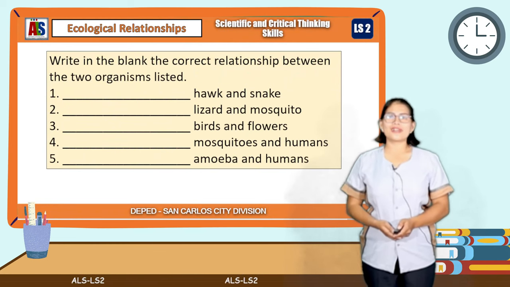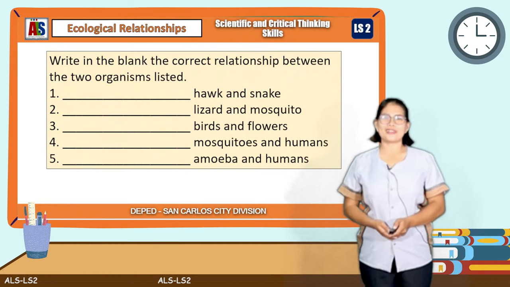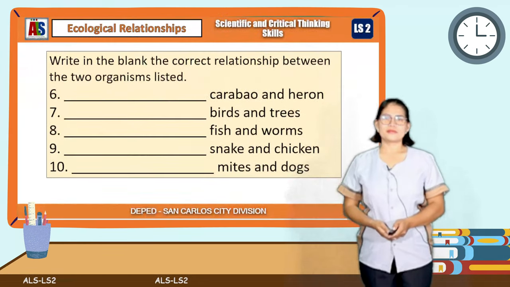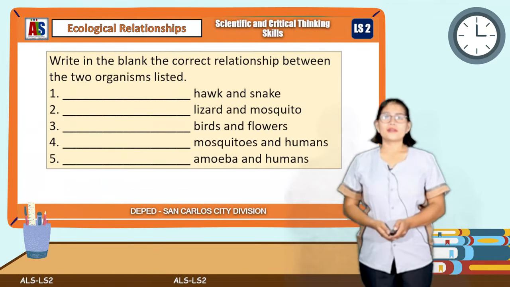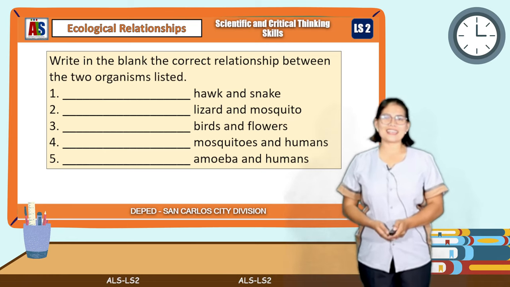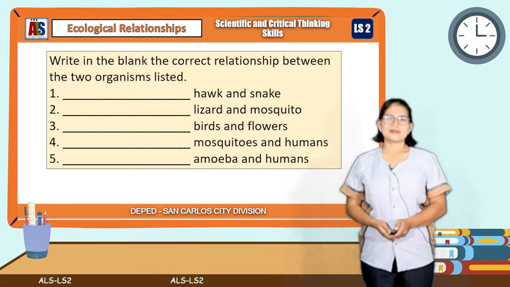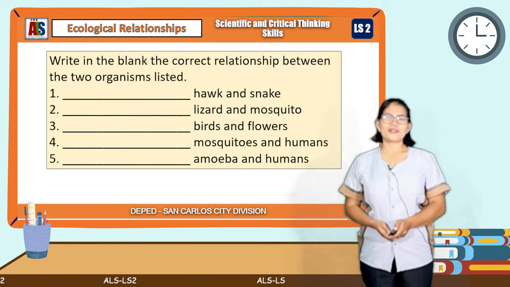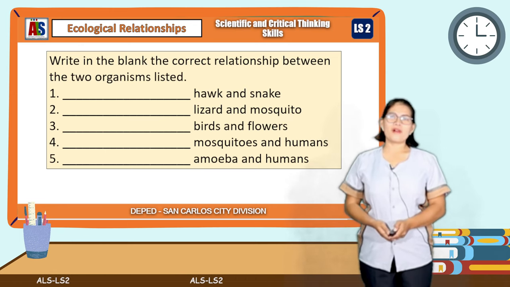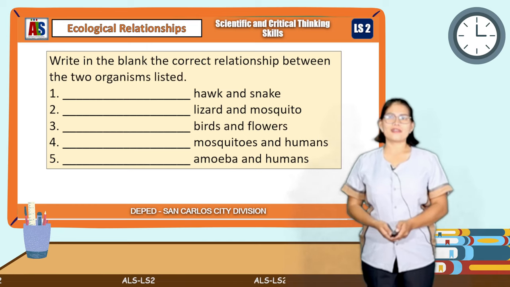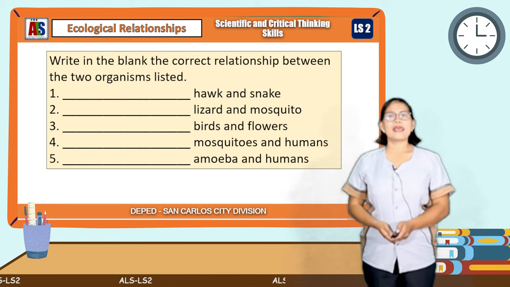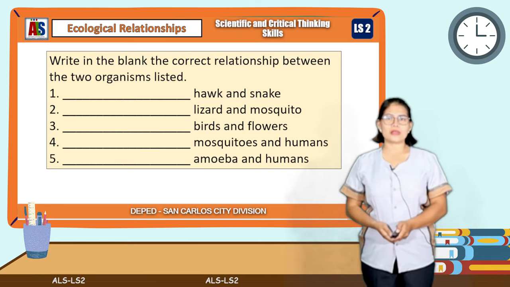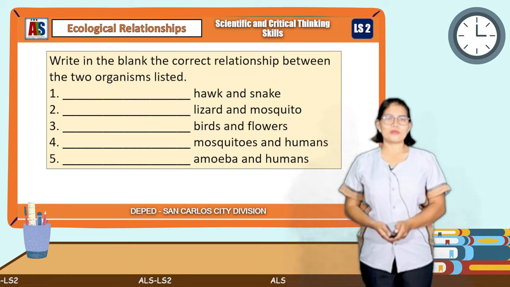Write in the blank the correct relationship between the two organisms. Here, you have 15 seconds to answer. For question number one, you have hawk and snake. Number two, lizard and mosquito. Number three, birds and flowers. Number four, mosquitoes and humans. And number five, amoeba and humans.